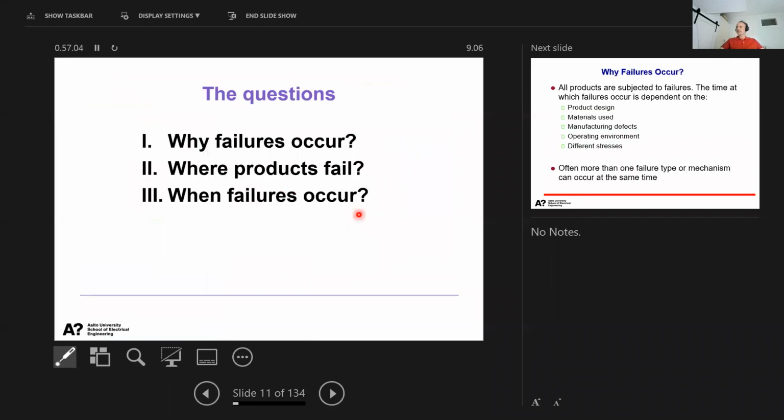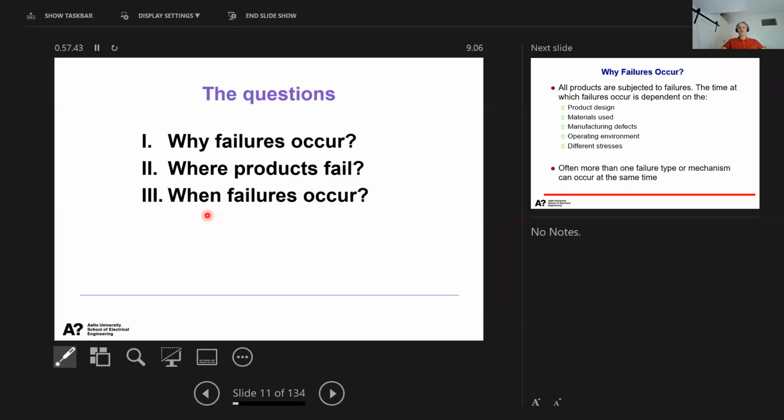Okay, so let's go into the actual questions for today. Basically, this should end up in the understanding of what the stress versus strength approach is. The critical question is why failures occur, where the products are failing, and then finally, if we are able to answer these first two questions, then maybe we are also able to answer the third question, when the failures occur. Of course, this is the question that the reliability engineer mainly needs to answer.